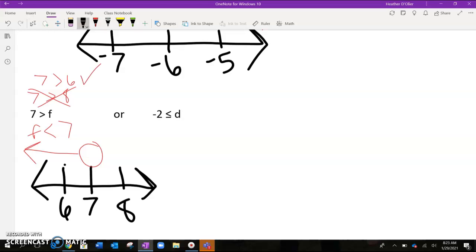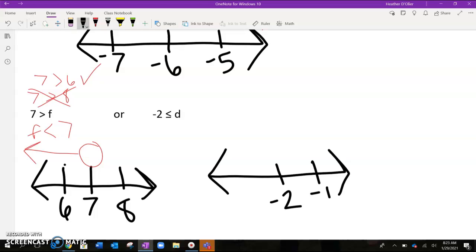And I'll do one more and then we're done with this skill. All right, it says -2 is less than or equal to d. So I've got -2, -1, -3. I know it's a closed circle because -2 is included. Woo! Now I need to decide. I see that -2 is less than d. Makes me think I want to go to the less than.